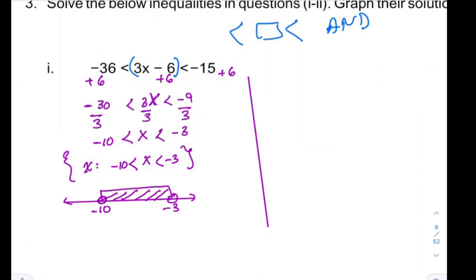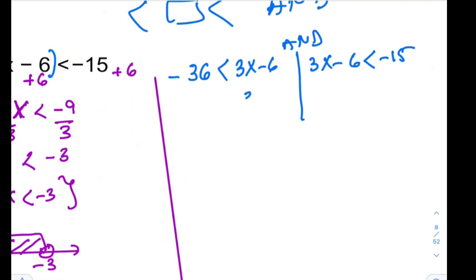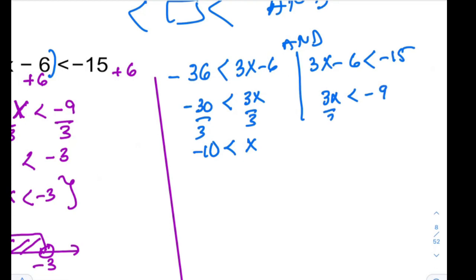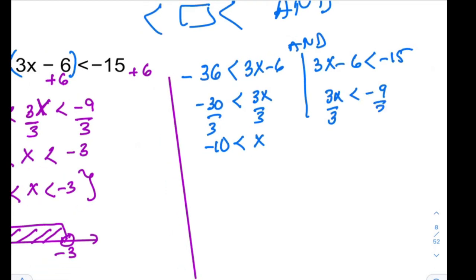Someone might not like to solve all inequalities at the same time. So what will you do? You should divide your work into negative 36 less than 3x minus 6. The other inequality combined with and is the same: 3x minus 6 will be less than negative 15. You will solve each one alone. And this is the same thing. So we will put it in this way.